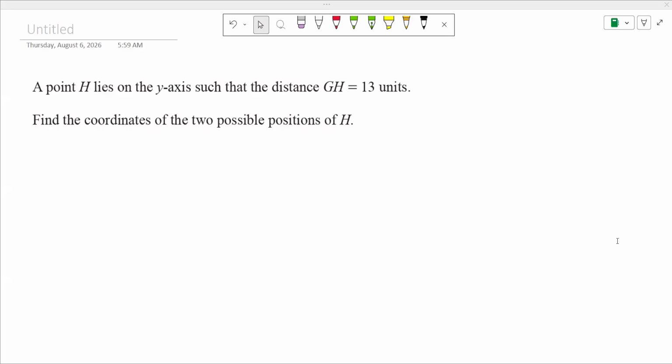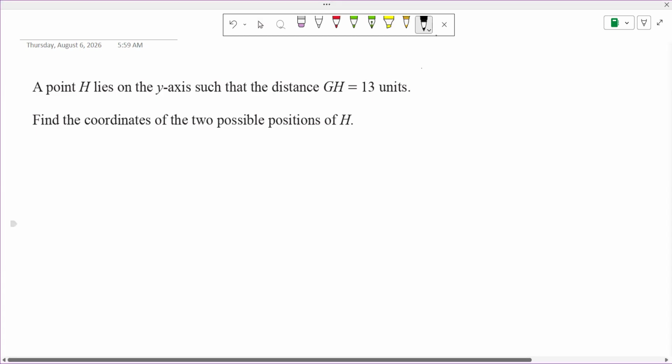Okay, so this is a question from the 2022 IGCSE paper. When you look at this question, it actually looks hard because they have given a point H which lies on the y-axis such that the distance GH is 13 units, and they are asking for the coordinates of the two possible solutions for H. Now, G is actually (-5, 4).